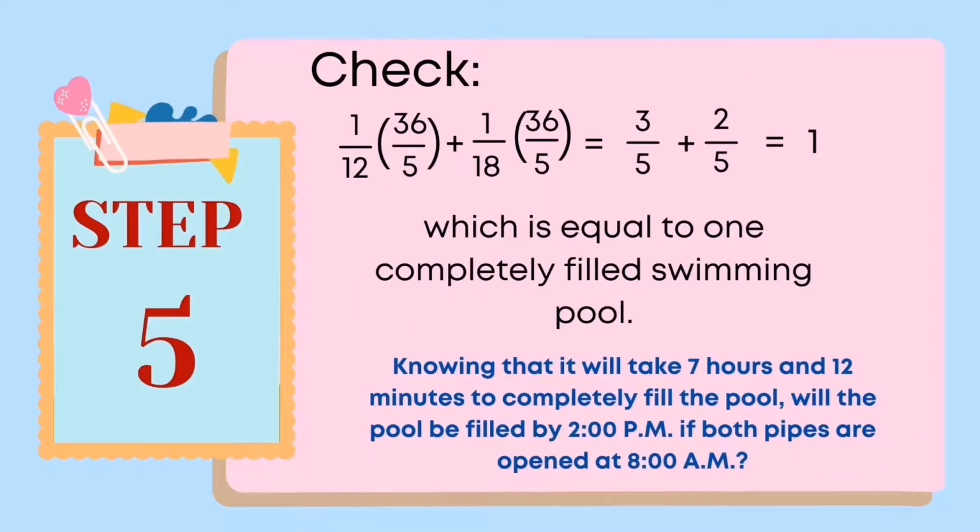For our checking, multiply 36 over 5 to the equation 1/12 plus 1/18, which will be equal to 1. As you can see in the slide, class, if we simplify, we have 3/5 plus 2/5 is equal to 1, which is equal to 1 completely filled swimming pool.